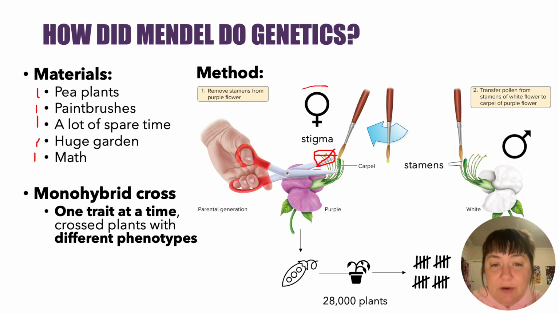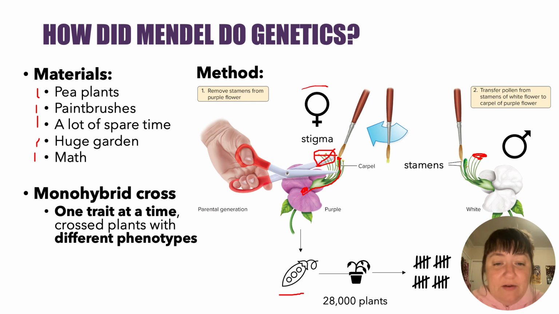And then he would take his paintbrush and pick up pollen from the stamens of a male plant that had a different phenotype. And he would paint the pollen onto the stigma of the female parent, and then the pollen would fertilize the egg, resulting in seeds in the pea pod. And then he would take those pea pods and plant them out. I read somewhere that he grew over 28,000 plants over 8 years for his experiments.